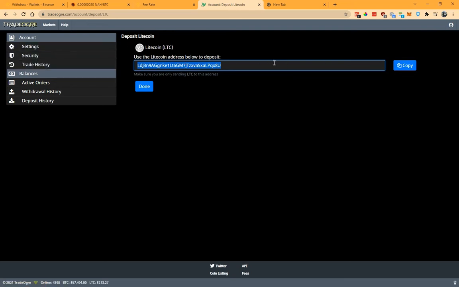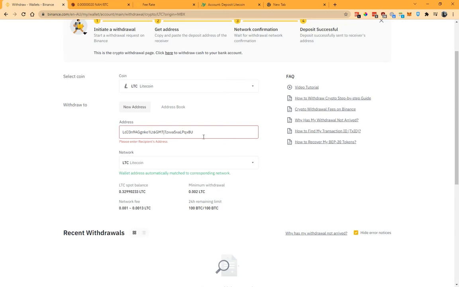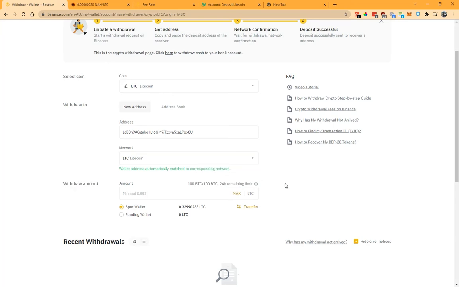Always better to click copy than doing this, because if you get this wrong, you will not get the money. It will disappear into the never never. So we want to click copy, make sure we've got this full address. Keep in mind it starts with a capital L and it finishes with an 8U, so we know that we've got the whole thing. Now we're going to come back to Binance, and this is where we put the recipient address in here. We know that the network here is LTC Litecoin. The wallet address is automatically matched to this corresponding network.